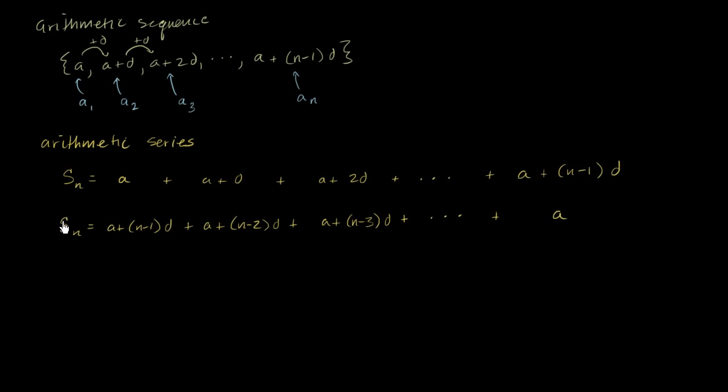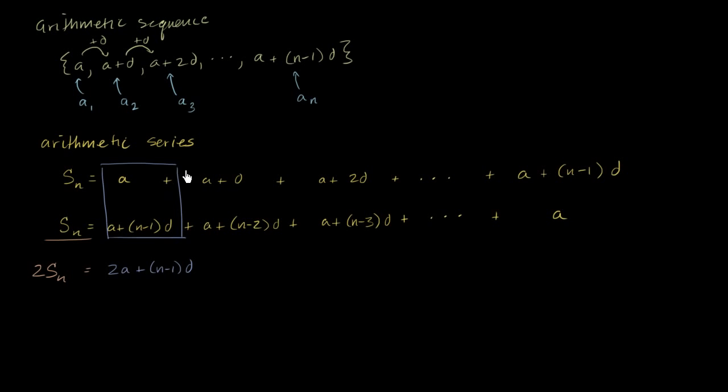Now let's add these two equations. We are going to get, on the left-hand side, S sub n plus S sub n. You're going to get 2 times S sub n. It's going to be equal to, well, what's the sum of these two first terms right over here? We're going to have a plus a plus n minus 1 times d. So it's going to be 2a plus n minus 1 times d.